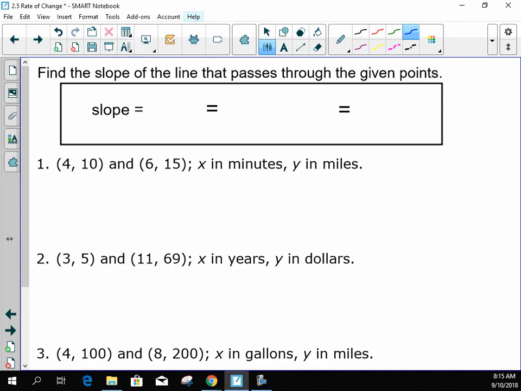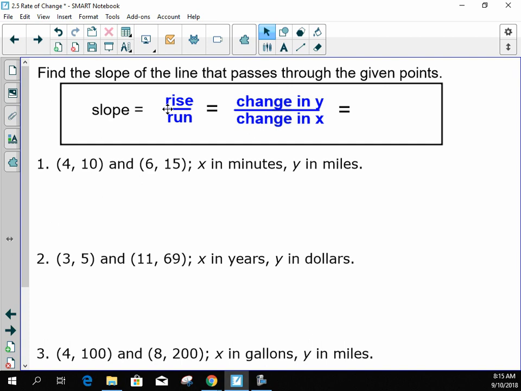Find the slope of a line that passes through given points. Your slope is rise over run. Again, you learned this in junior high. It is the change in y over the change in x. See, now you write this down because you're taking notes.